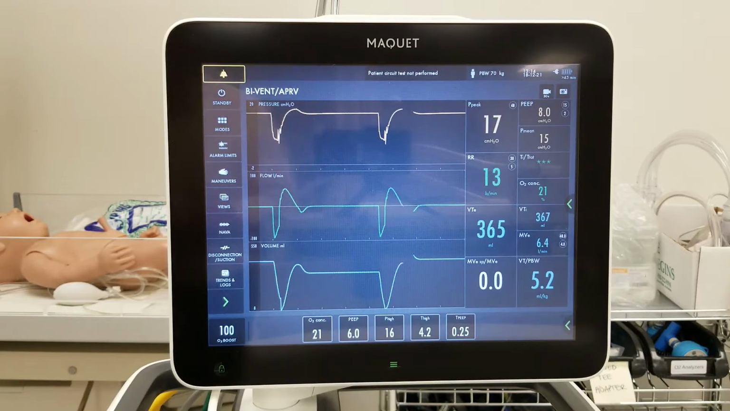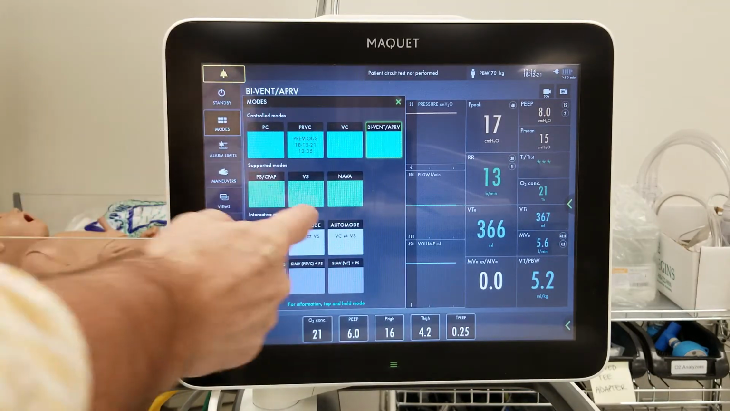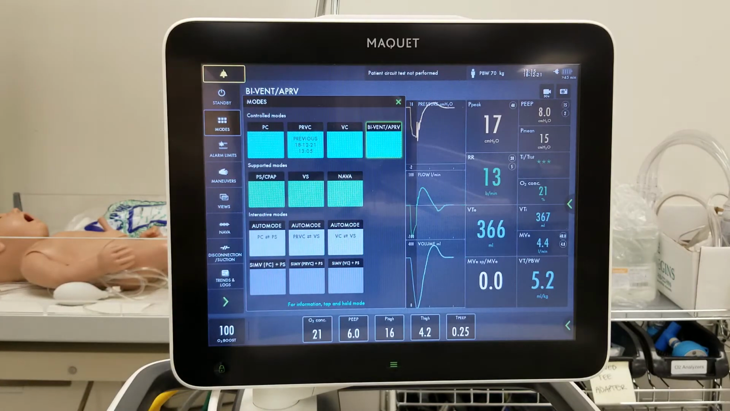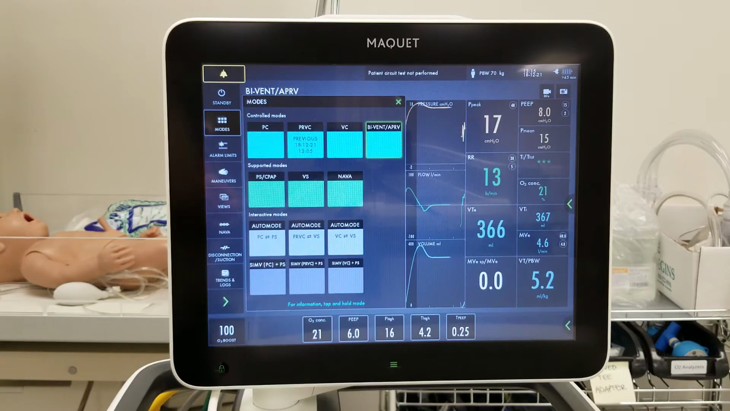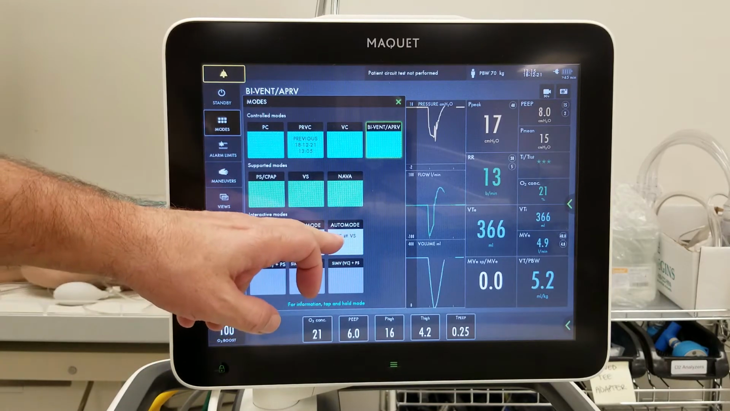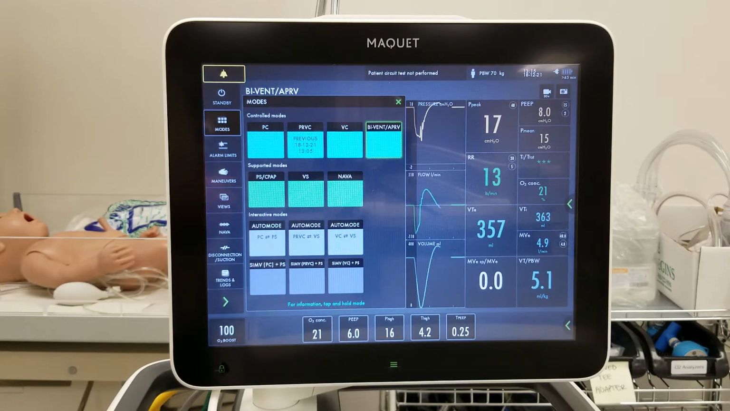So our next order of business is to use the auto mode. So let us go to auto mode. We can see we've got 3 options for auto mode. Any of the assist control modes, PC, PRVC, or VC, are associated with an auto mode option. And you'll notice that it ties each assist control mode to a spontaneous mode. Our PRVC and VC are both associated with volume support, where PC is associated with pressure support.